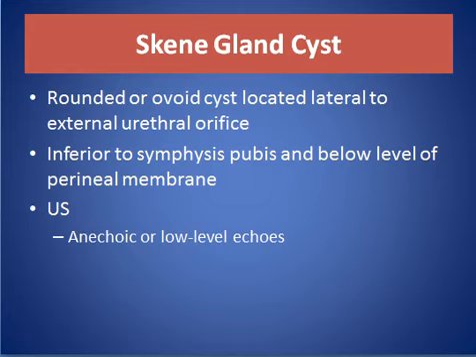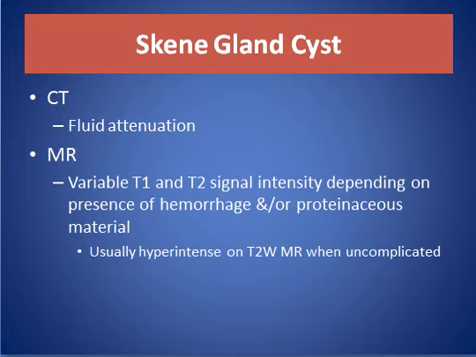Skene gland cyst is a rounded or ovoid cyst located lateral to the external urethral orifice. It is inferior to the pubic symphysis and below the level of the perineal membrane. On ultrasound, it is anechoic or has low-level echoes. On CT scan, it is fluid attenuation. In MRI, it is variable in T1 and T2 signal intensity depending on the presence of hemorrhage and or proteinaceous material, usually hyperintense on T2 weighted imaging when it is uncomplicated.